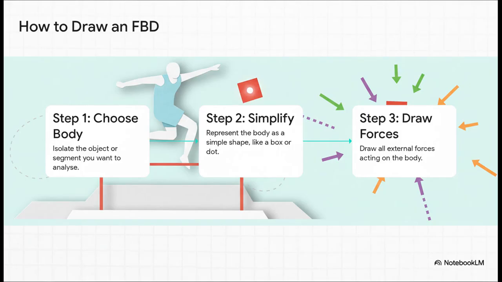And putting one of these together is this really logical three-step process. First, you pick your body. Let's say it's a high jumper. Second, you simplify their entire shape down to something basic, like a box or even a dot. And third, this is the most important part. You draw every single external force with pinpoint accuracy. So let's build one right now.